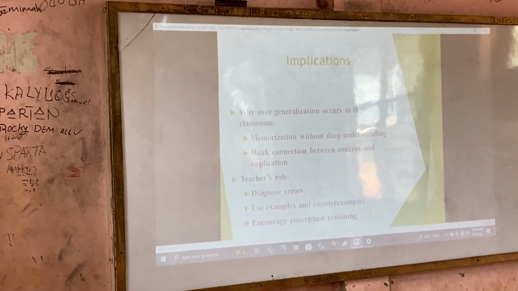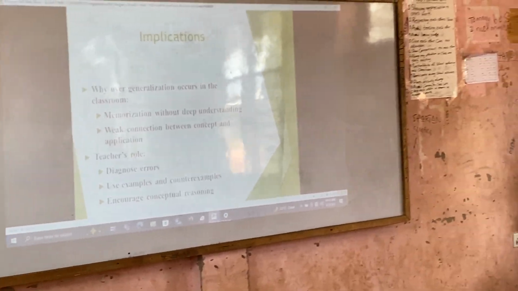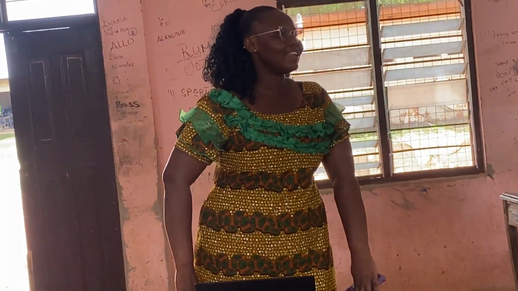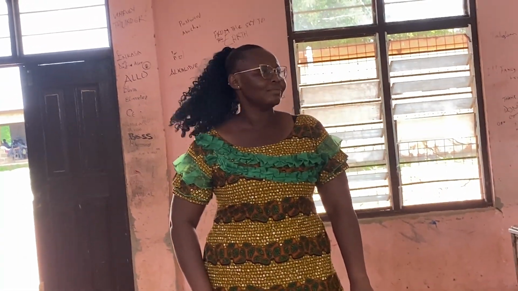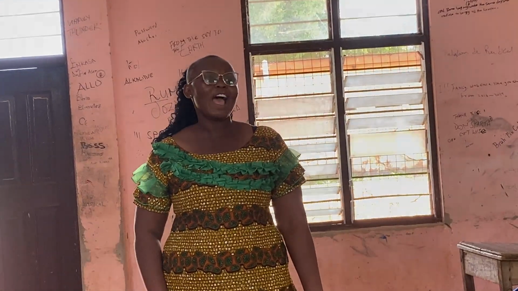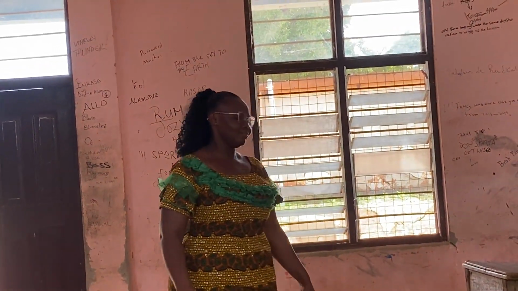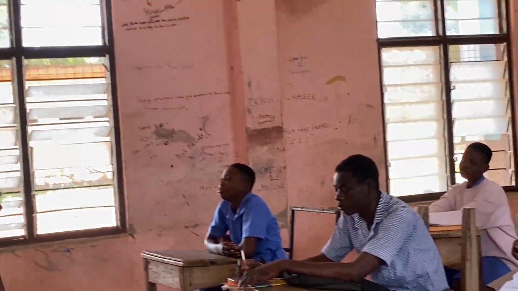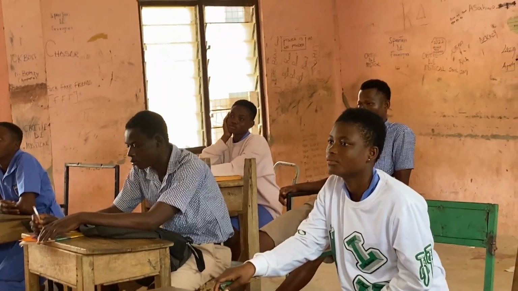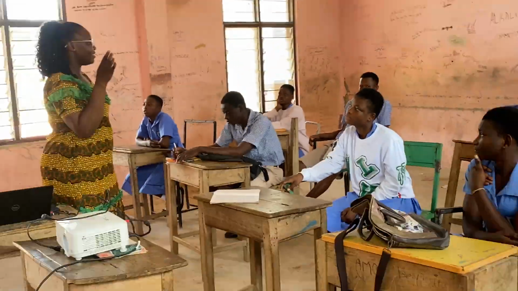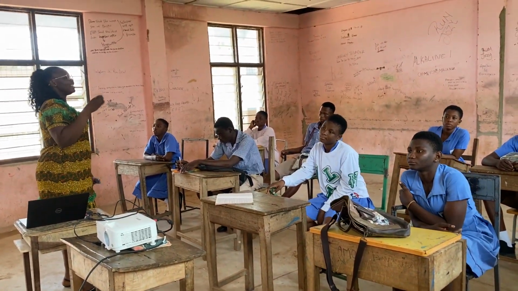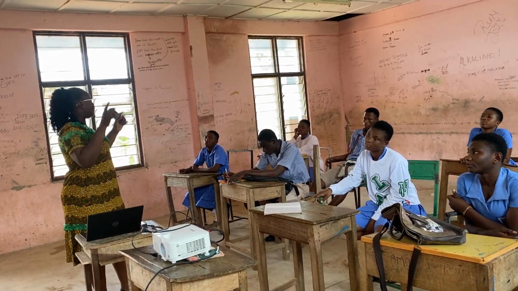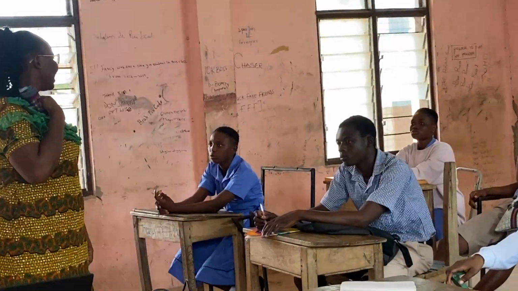Now, the implications of this overgeneralization. Why does overgeneralization occur in the classroom? Memorization without deep understanding. Good. That means we just memorize the power rule without understanding the question. So when the question is in the negative, we just simply assume it's in the positive. Then we use the general formula, which is not supposed to be the case.